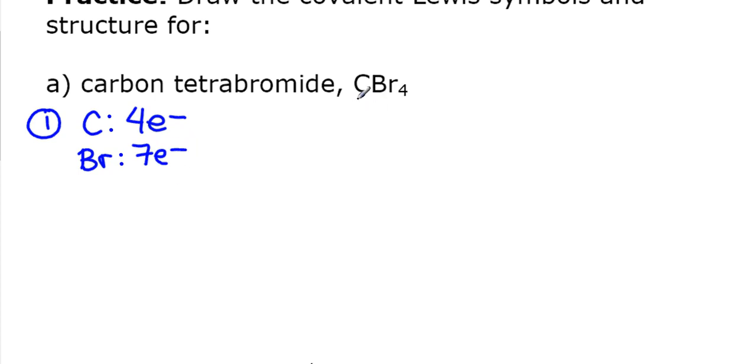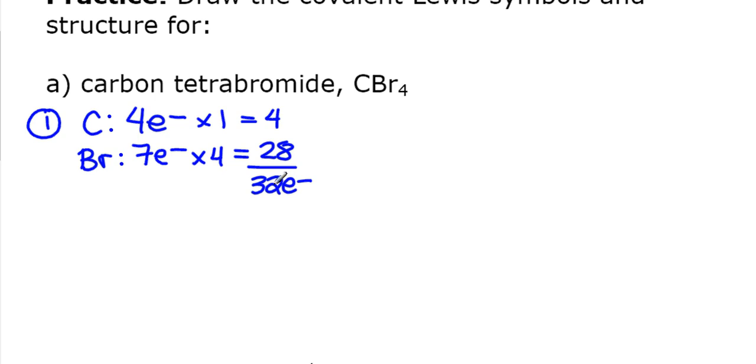But then we have to check how many atoms we have of each. There's one carbon. So each carbon contributes 4 valence electrons. But there's 4 bromine atoms, so we need to multiply this by 4. So that means 28. 4 plus 28 means I have 32 electrons. Now that I have my total number of electrons, I can go on to step 2.